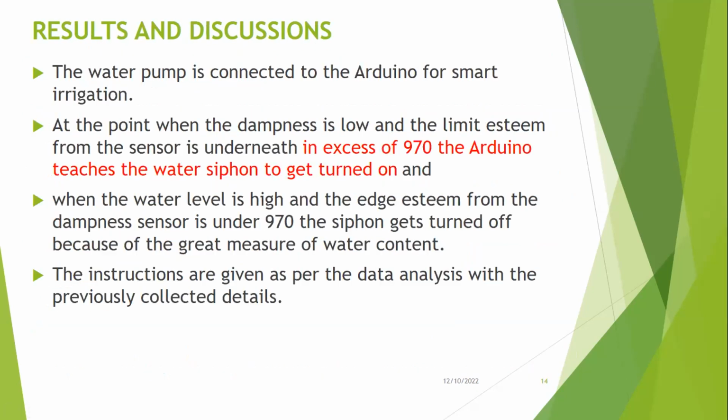The water pump is connected to the Arduino for smart irrigation. When the moisture is low and the threshold value from the sensor is above 970, the Arduino instructs the water pump to turn on. And when the water level is high and the threshold value from the moisture sensor is under 970, the pump gets turned off because of the good amount of water content. The instructions are given as per the data analysis with the previously collected details.